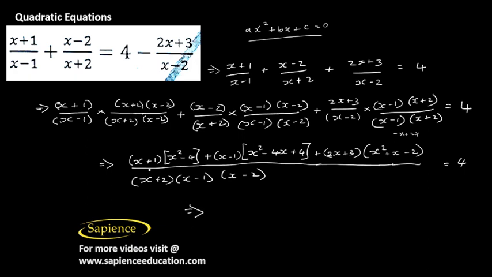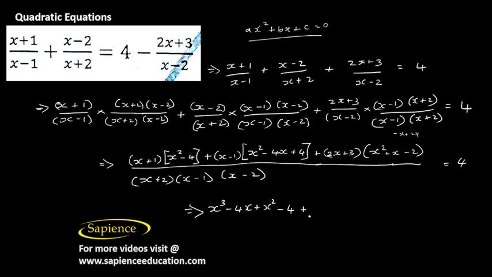Now let us completely expand the numerator part. x into x square, that is x cube. x into minus 4, that's minus 4x. 1 into x square is x square, minus 4. That is the first term.